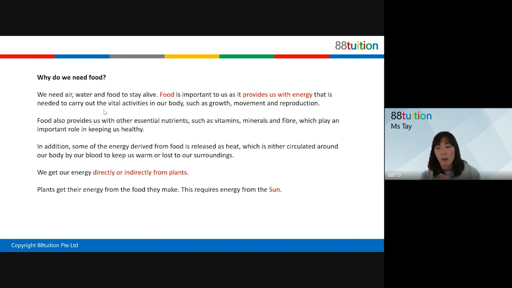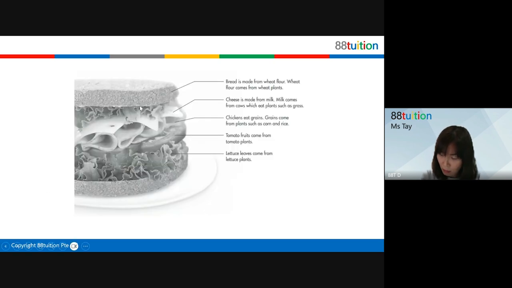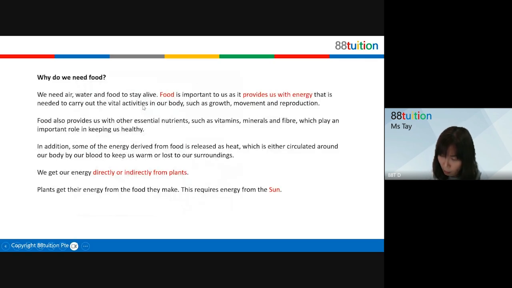Okay, let me start. Why do we need food? We know already the good reasons, right? So living things need air, food, and water to stay alive. Food is very important. Why? Because it gives us energy. It helps us to carry out the vital activities. So just now we did talk about some of the activities that are performed by human beings, isn't it? Heart pumping, reading, sleeping, walking, exercising, climbing the mountain. So these are the vital activities: growth, movement, reproduction.